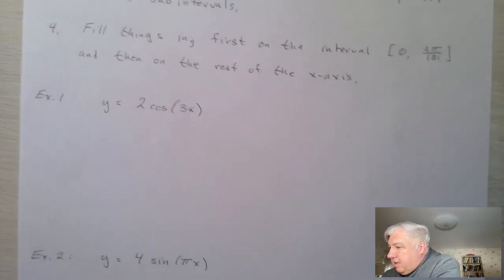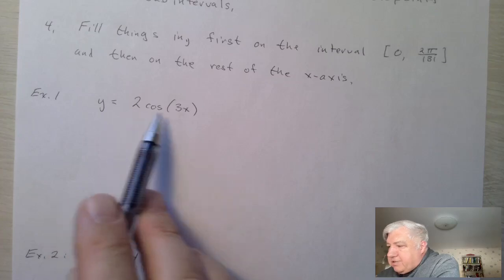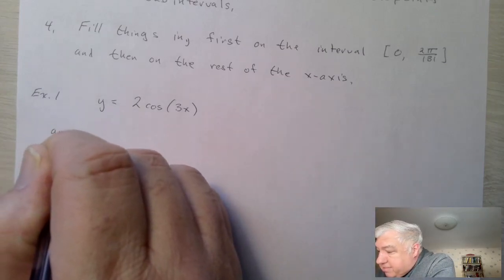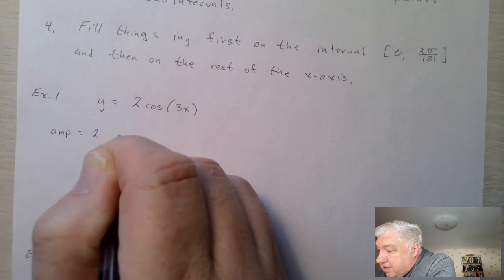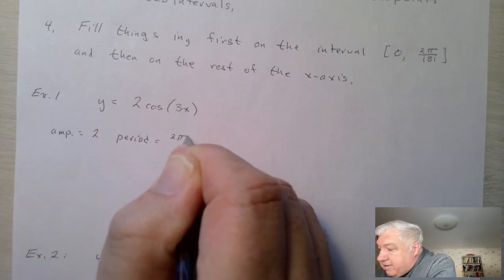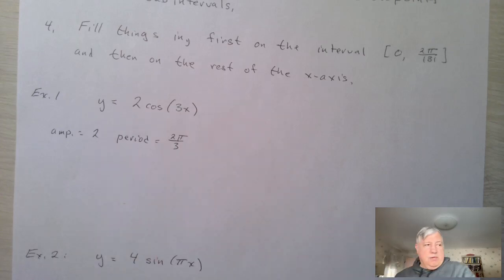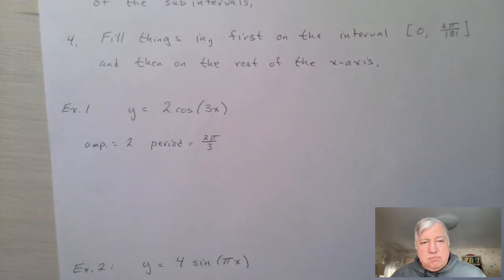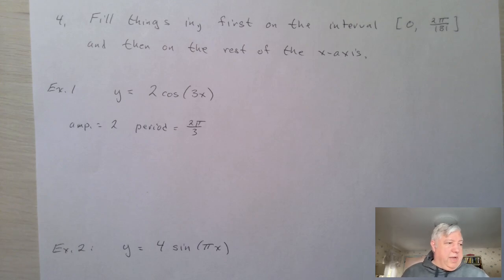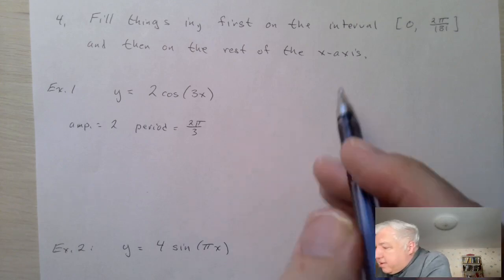Right, so probably the best way to do this is just to do some examples. So in this case, a is 2 and b is 3. So the amplitude is 2, and the period is 2 pi divided by 3. The absolute value of a positive number is just that positive number. Then we can draw our graph.